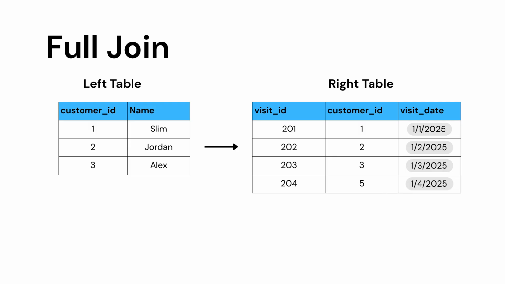And when using this type of join, it's common to have a null or multiple nulls. For this example, we're going to be using the trap house again. So we have our first table with the customer ID and the name, and we have our second table with the visit ID, customer ID, and the visit date.